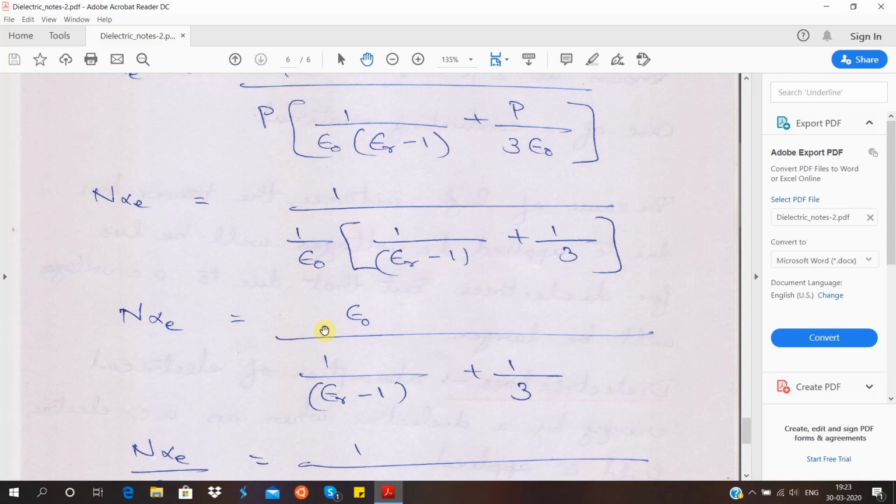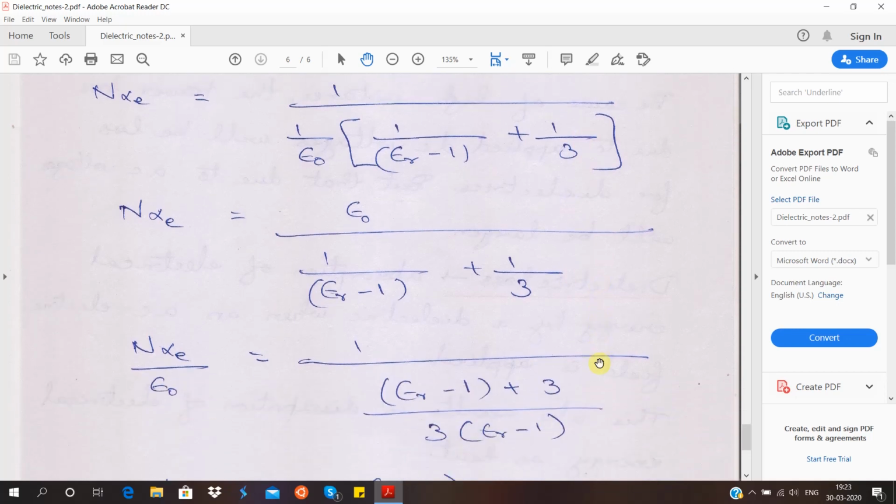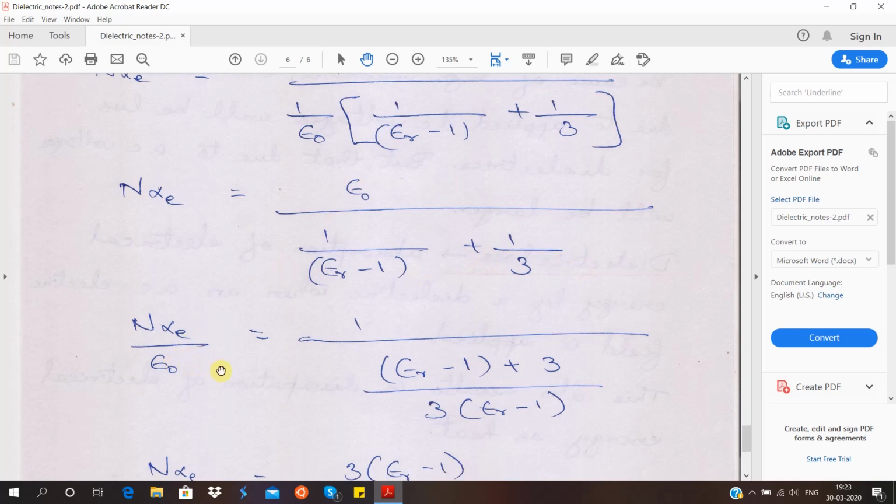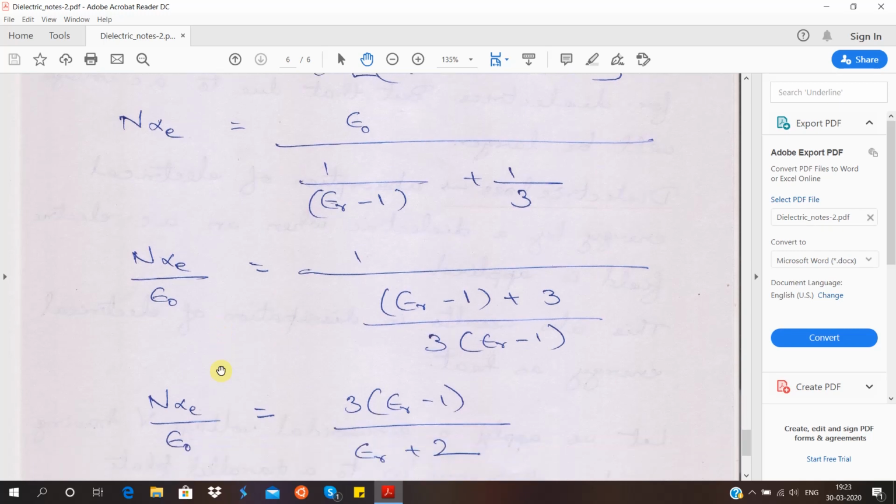So the next step is 1 divided by 1 by epsilon naught, that is basically epsilon naught. So epsilon naught becomes the numerator. So epsilon naught divided by 1 by epsilon r minus 1 plus 1 by 3. Next, you are going to simplify this denominator, and also I am moving this epsilon naught to the left hand side. And in the next step, I do a rearrangement.